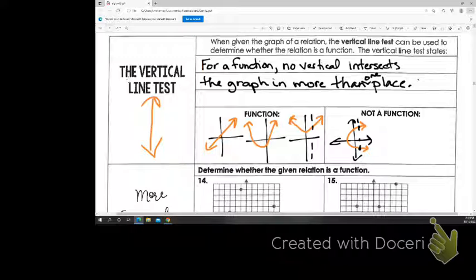So another example of not a function, even if it's not continuous: if I have two dots that are right above one another, not a function. I don't want any, because that means they have the same x. So that would not be a function. The simplest one that's not a function is if you just have a vertical line, not a function.